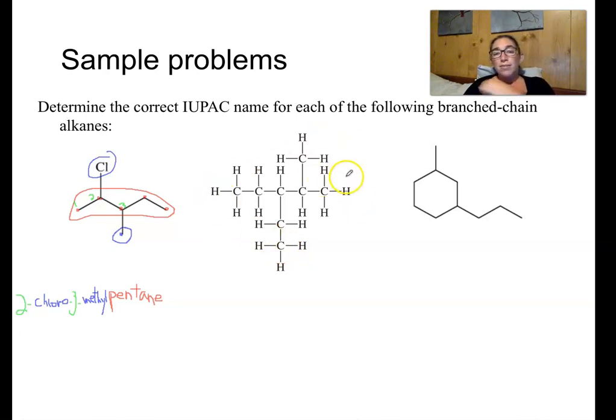You won't always find that the parent chain is the horizontal chain here. Sometimes you have a parent chain in a zigzag. So you always want to count and not assume. So this parent chain has 5. This is also a pentane of sorts. Pentane.